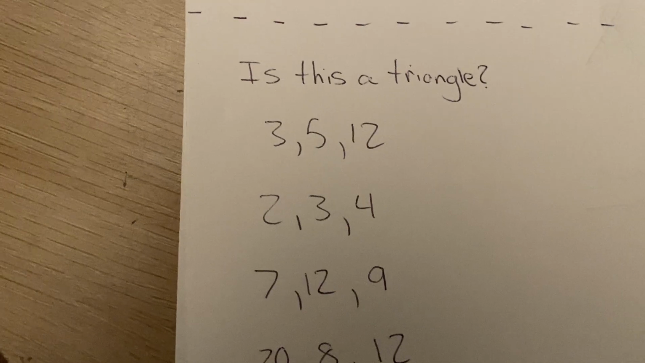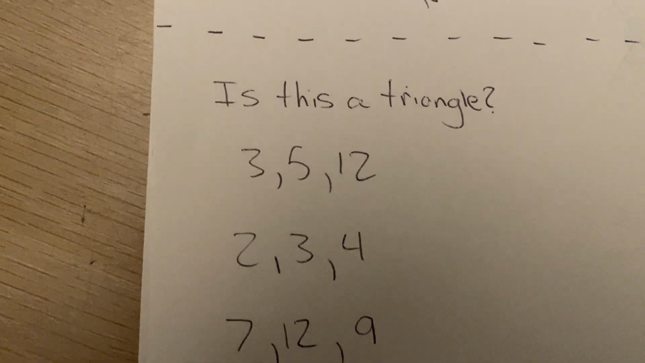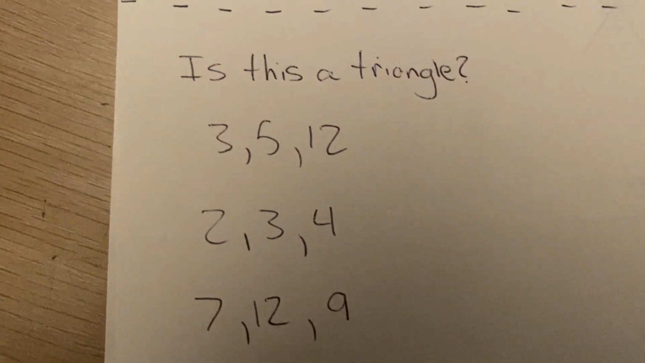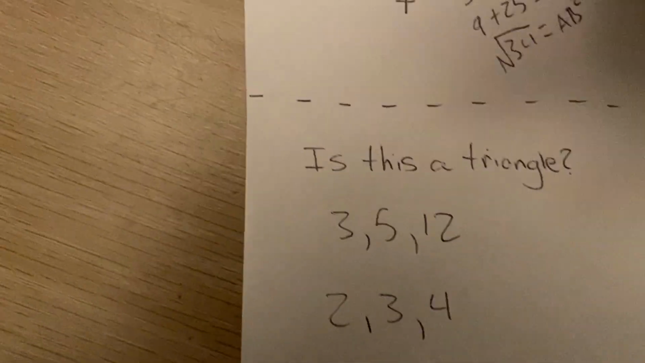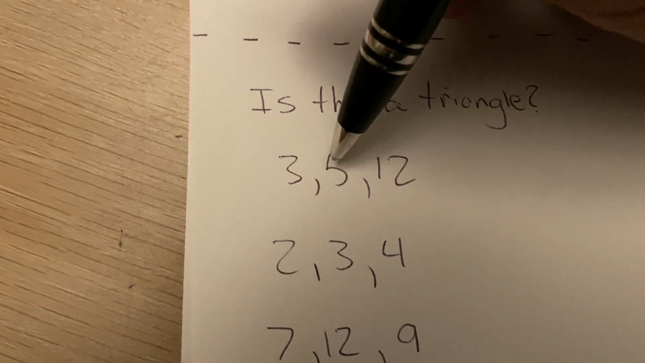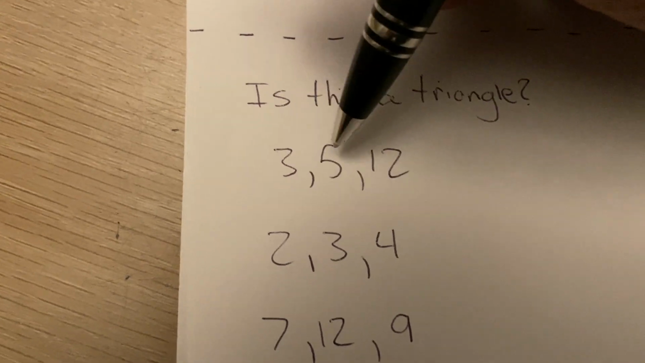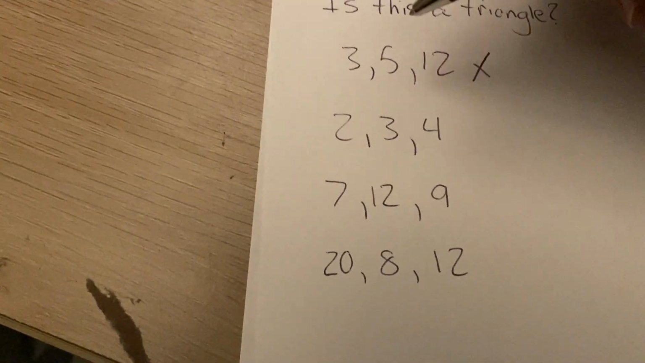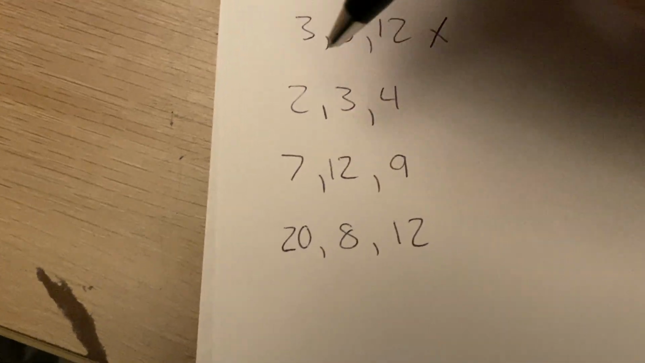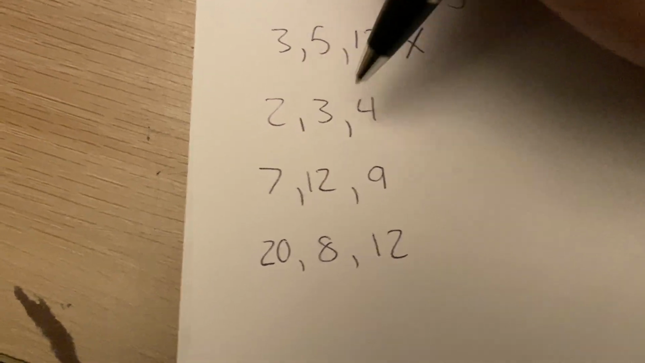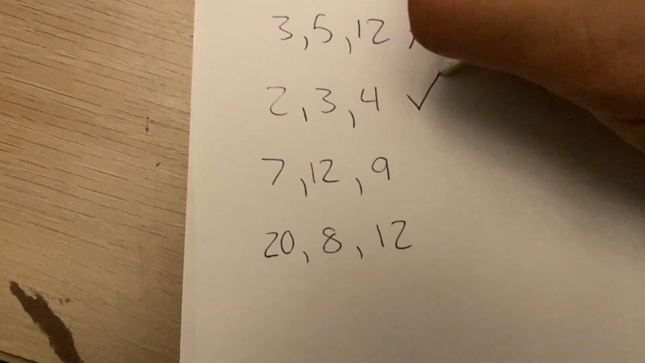Now let's talk about what makes a triangle. The sides of a triangle have a very specific rule. The 2 smallest lengths have to add up to larger than the third side. So the smallest sides here are 3 and 5. Does the 3 and 5 add up to larger than 12? No. 3 plus 5 is 8. It's not larger than 12. So this is not a triangle. What about 2, 3, 4? The 2 smallest sides are 2 and 3. Okay. Do they add up to larger than 4? Yes. So this could make a triangle.